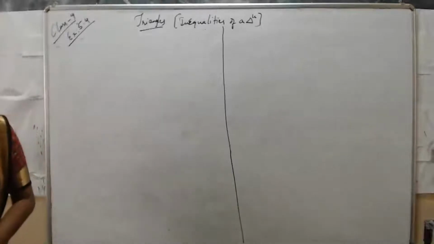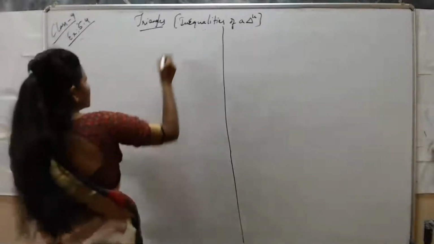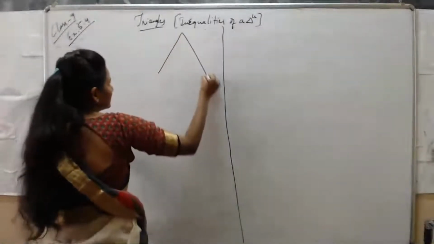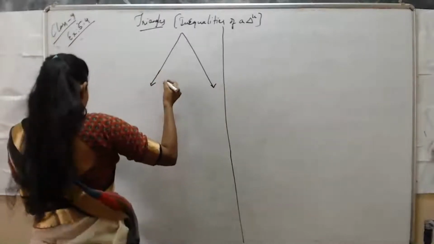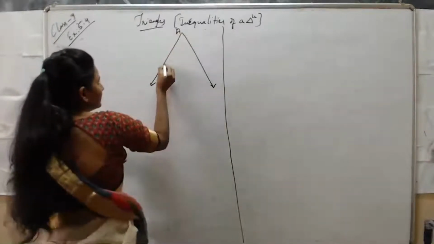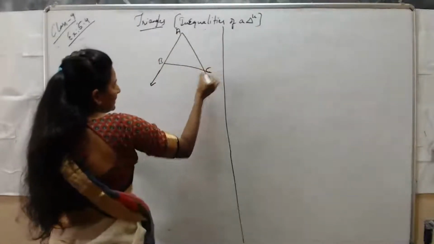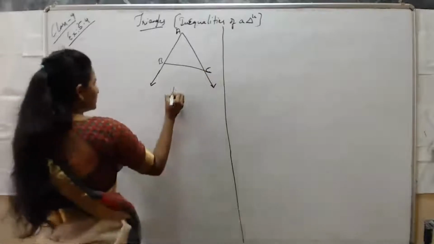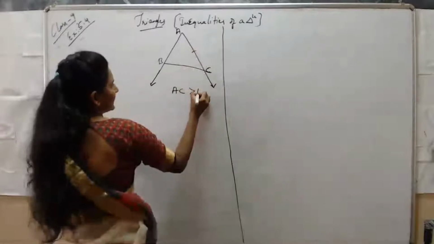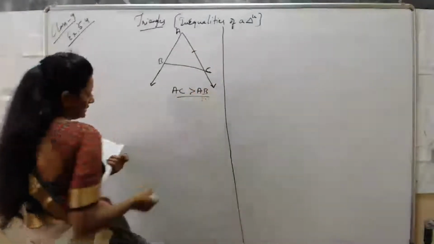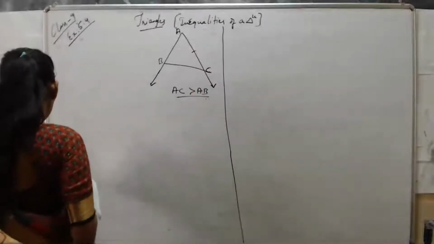Next. What is the figure? This is the figure. A, B, C. A, B. What we have to prove? AC, obviously this is the longest side. AC is greater than AB. We have to prove this. AC is greater than AB. Write down: AC is greater than AB.